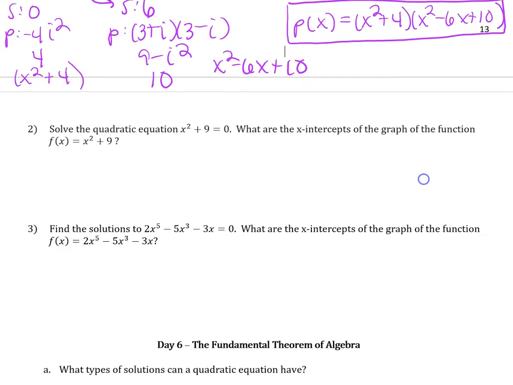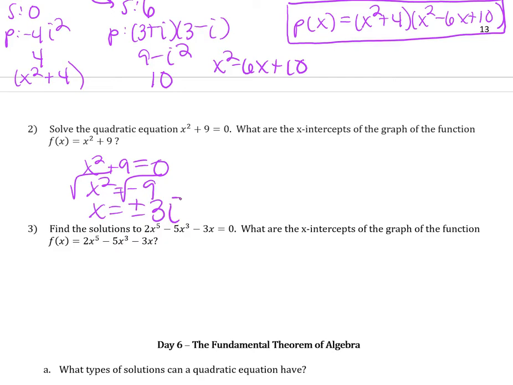Okay, last couple questions here. Solve the quadratic equation, x squared plus 9 equals 0. What are the x-intercepts of the graph? Okay, so first of all, if you tried to solve this algebraically, you'd subtract the 9, take the square root, and you'd get plus or minus 3i as your solutions.